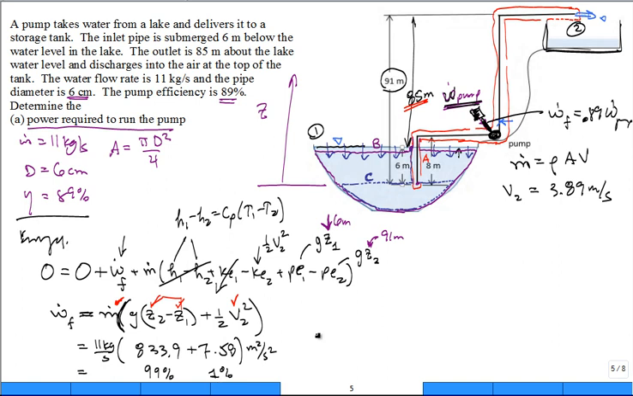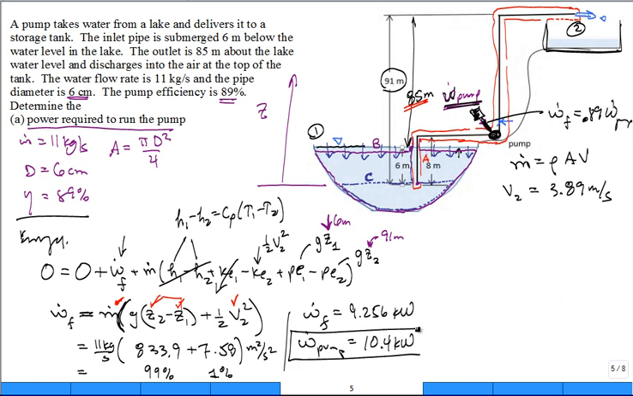Okay, and so the W dot of the fluid is equal to 9.256 kilowatts, and so the pump power, you divide that by 0.89 and you get that it's 10.4 kilowatts needed to drive that pump. That's the power needed to run the pump.